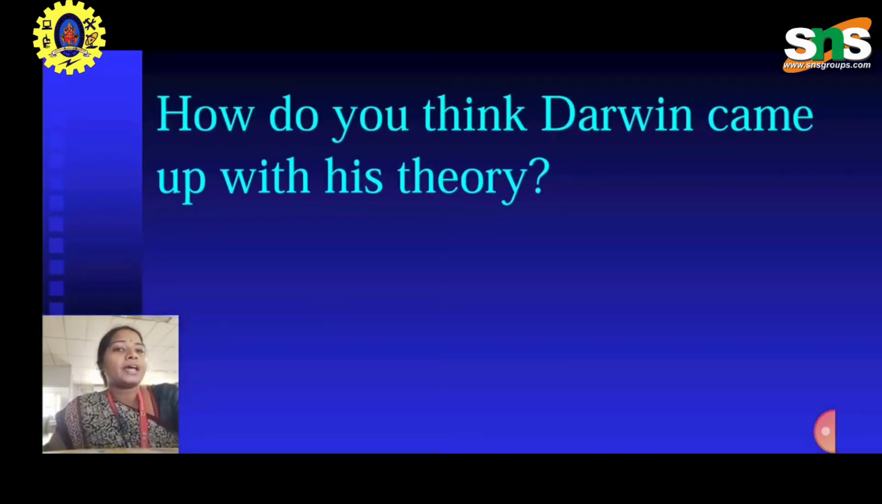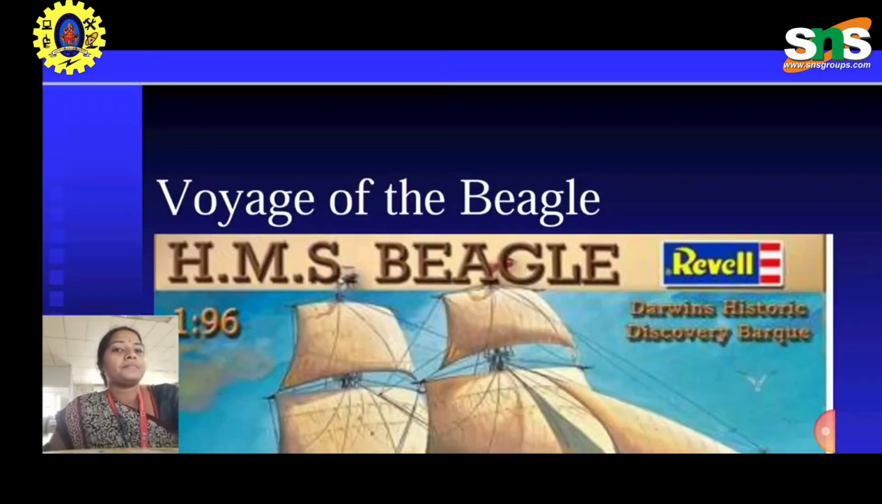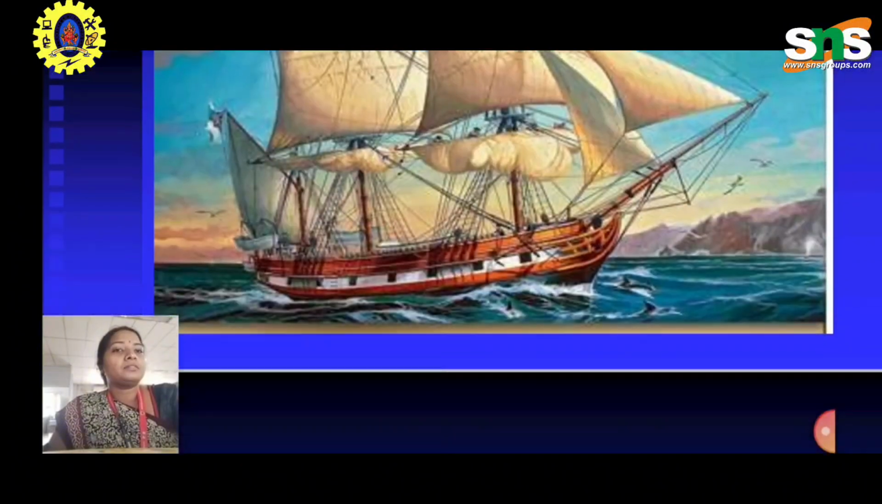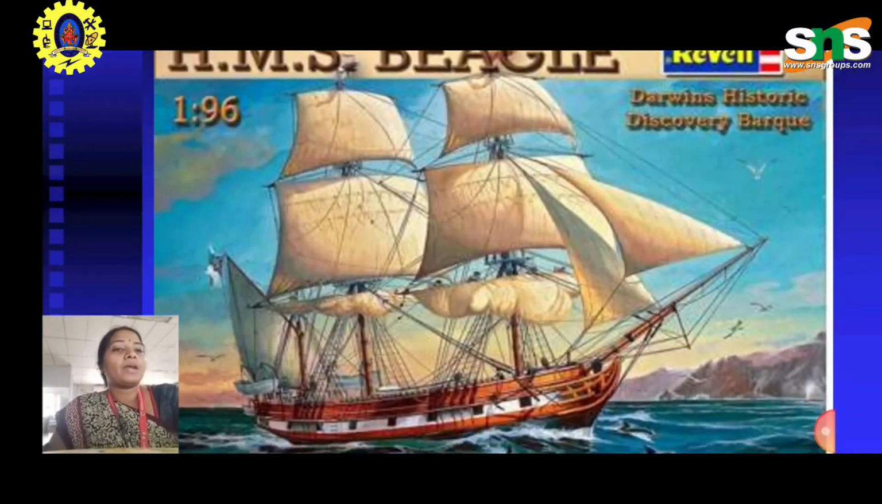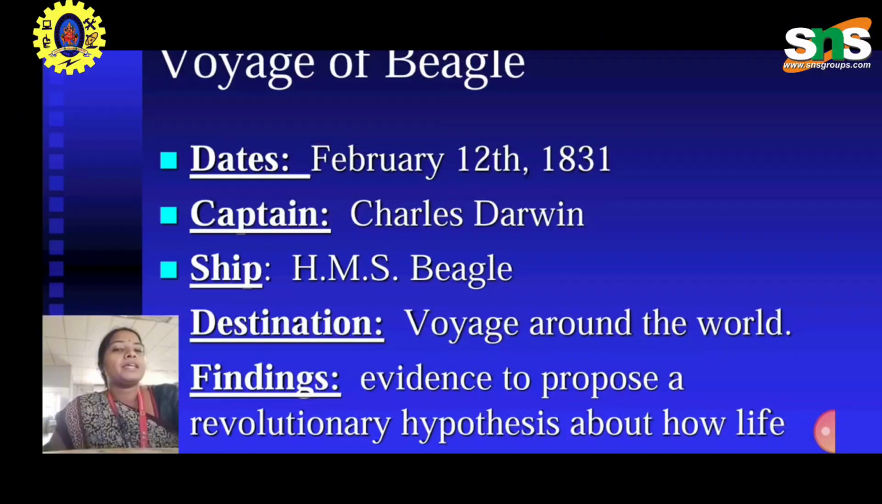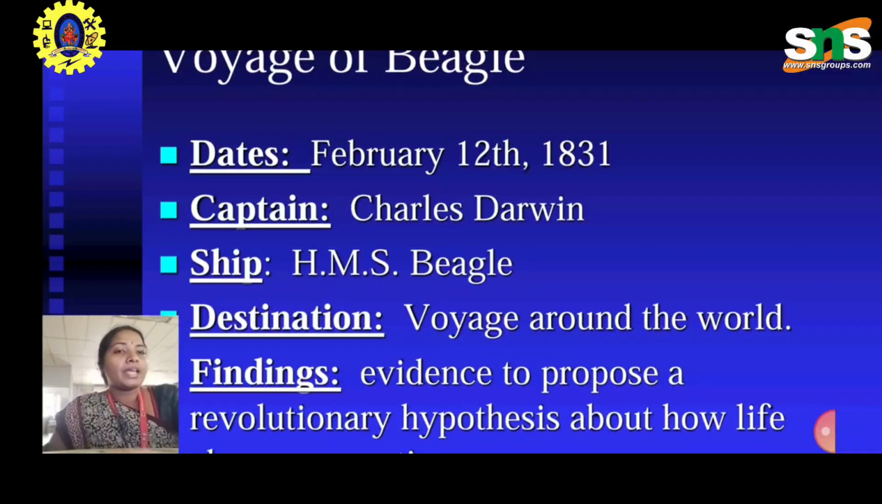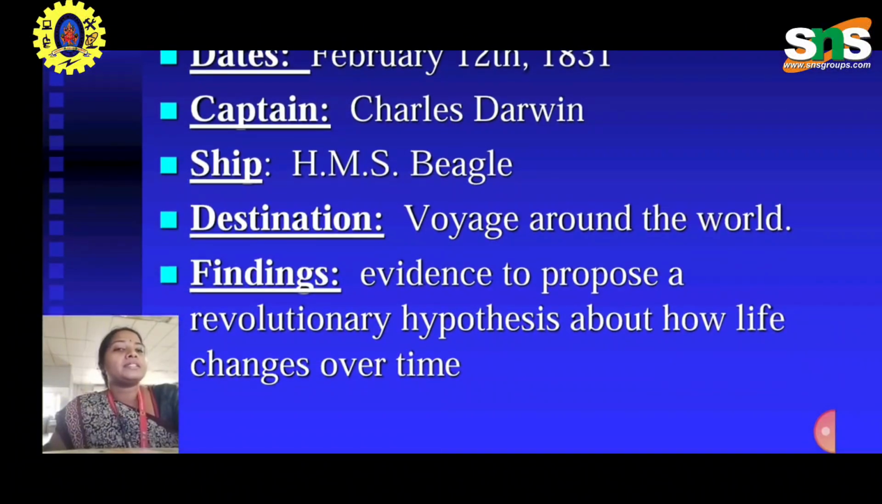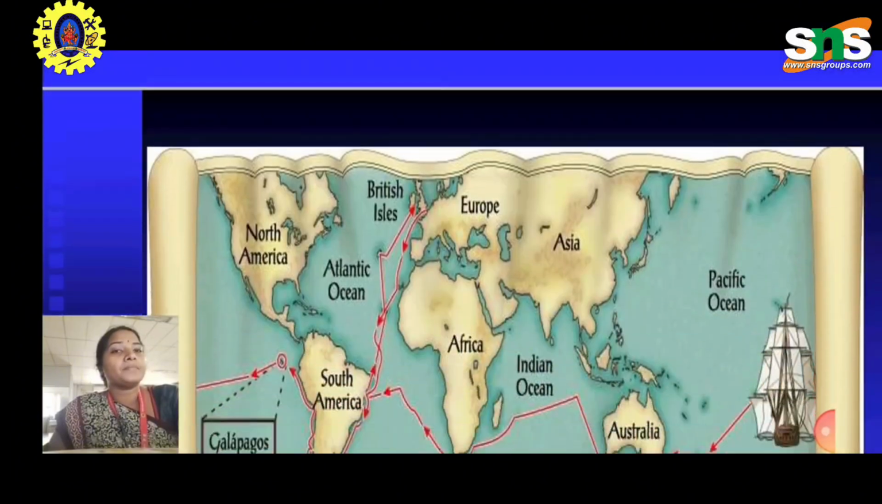So, how do you think Darwin came up with this theory? Voyage of the Beagle. Darwin's historic voyage dates from February 12, 1831. Charles Darwin, on HMS Beagle, set off on a voyage around the world. Findings: evidence to propose a revolutionary hypothesis about how life changes over time.